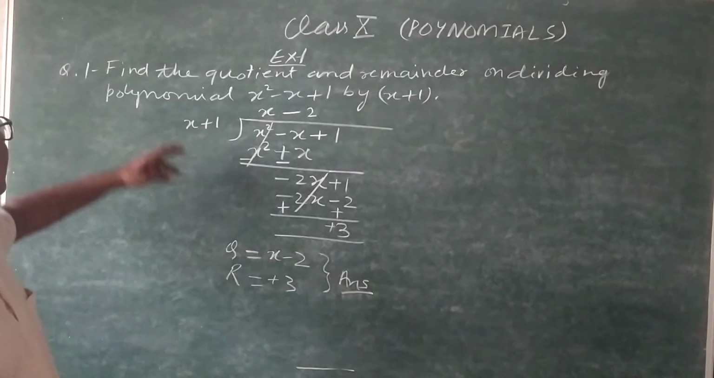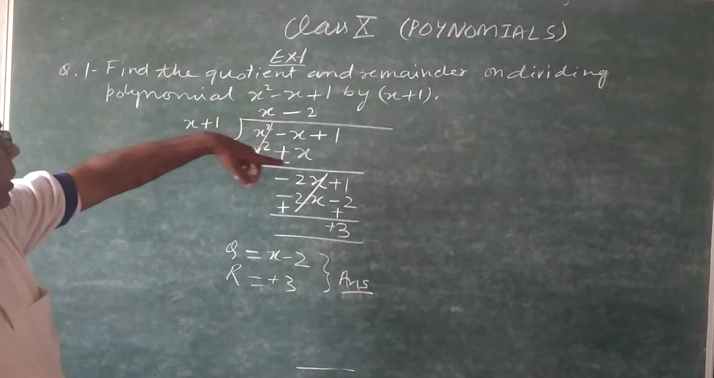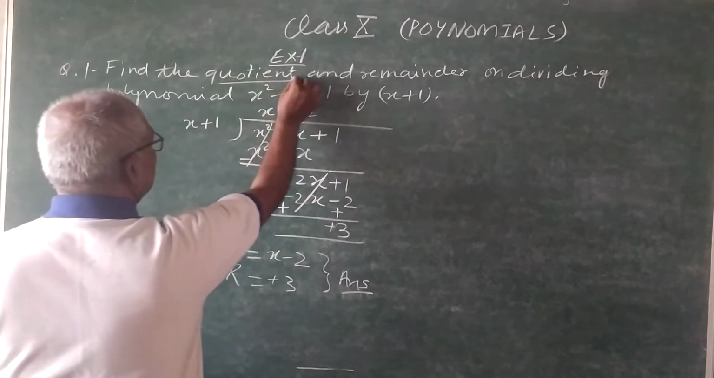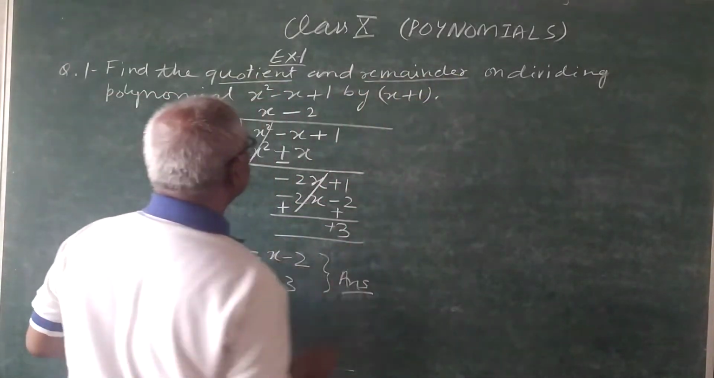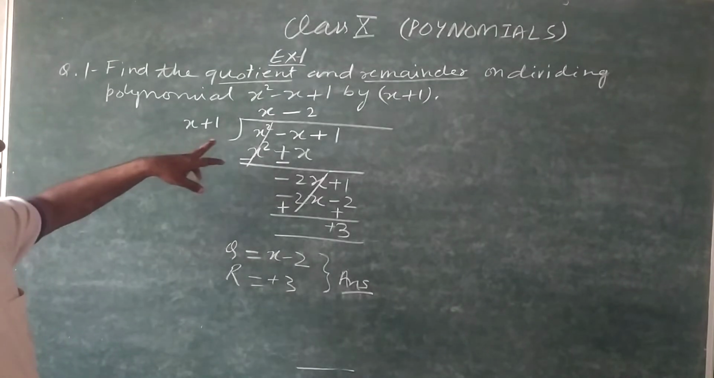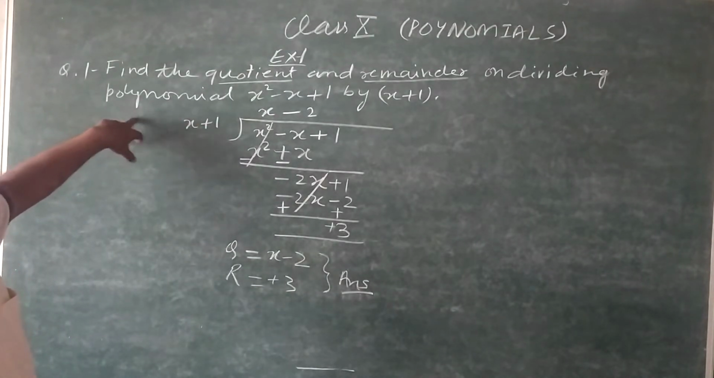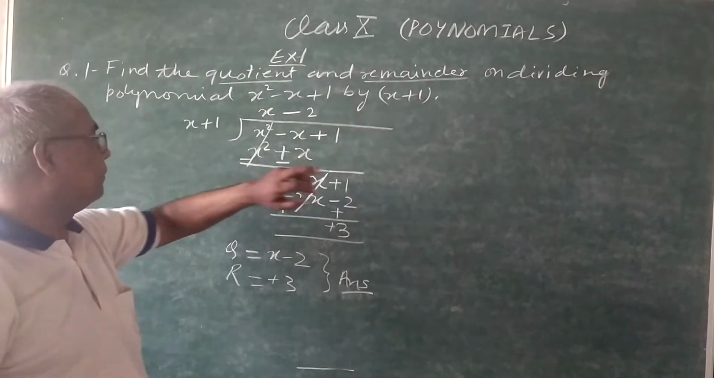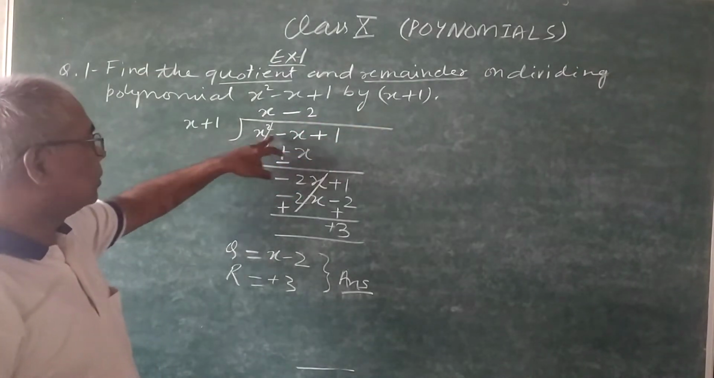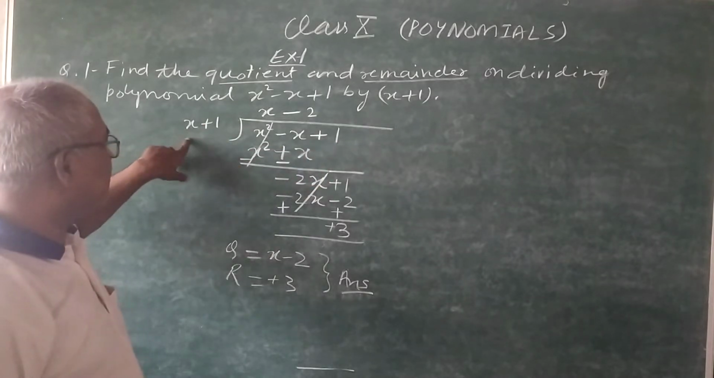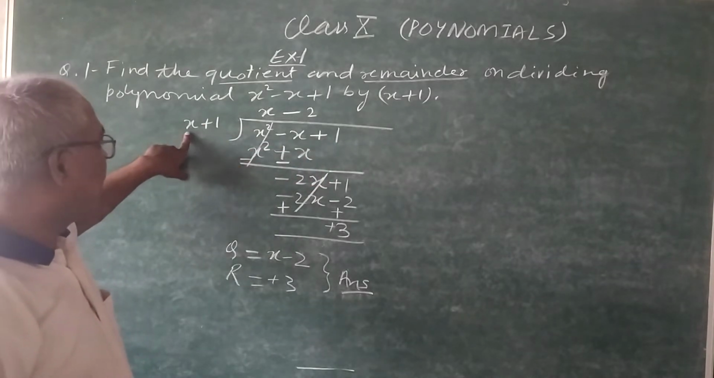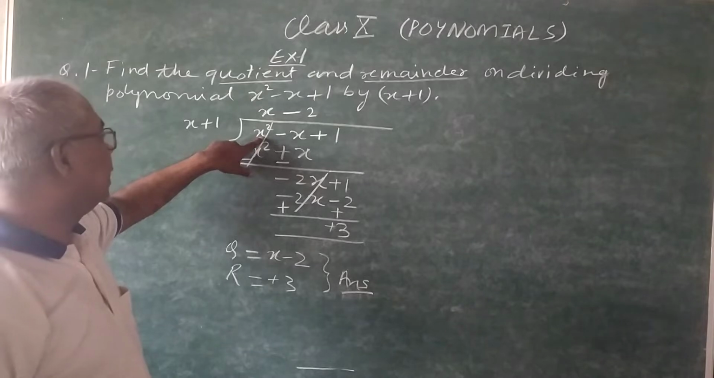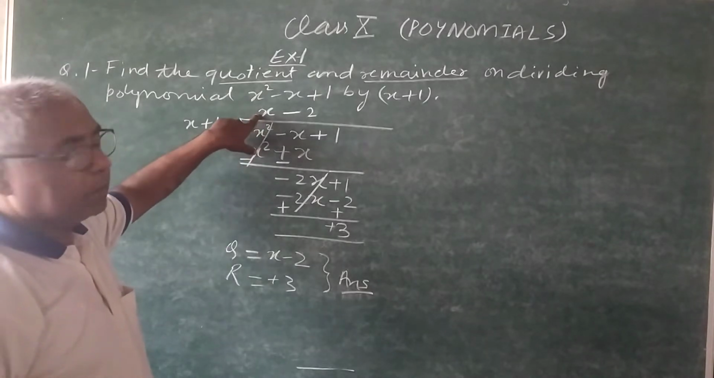Once again, find the quotient and remainder on dividing the polynomial x square minus x plus 1 by x plus 1. So x square minus x plus 1, and x plus 1 is here, so x square divided by x becomes x times.